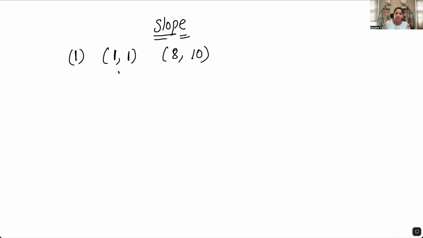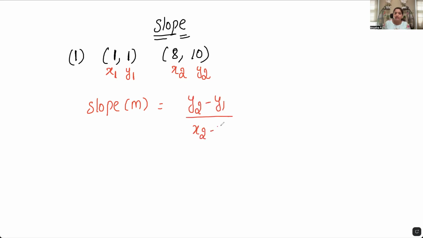Always when you're finding the slope from 2 points, we have to label them. The first point we will label as x1 y1. Second point we will label as x2 y2. The formula for the slope, which is represented by m, is given by y2 minus y1 over x2 minus x1. The other name for slope is rate of change. Y2 minus y1 over x2 minus x1.